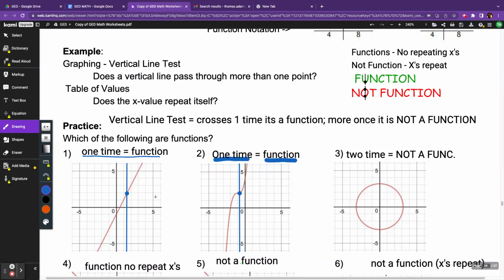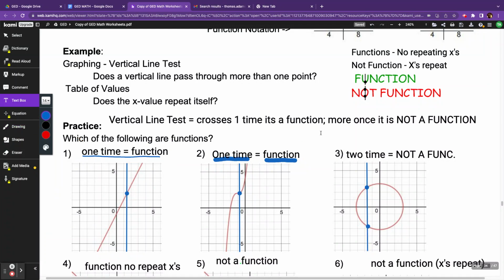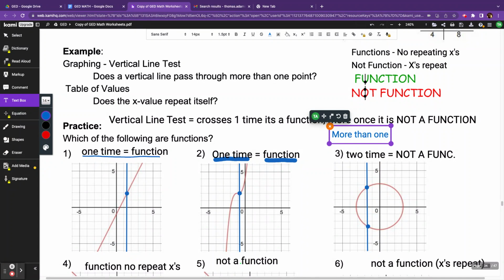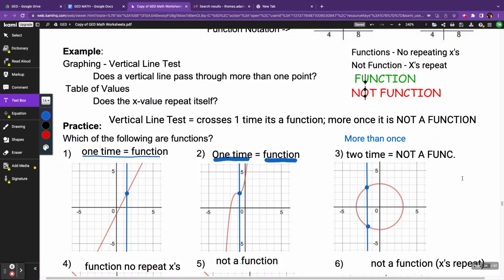But now watch this next one. If I draw a line, and it only has to be one spot on the graph, how many times does that cross? Twice. And really what I should say is more than once. In this particular case, it crosses 2 times, but if it crosses more than once, it's not a function. You'll see why in a second.